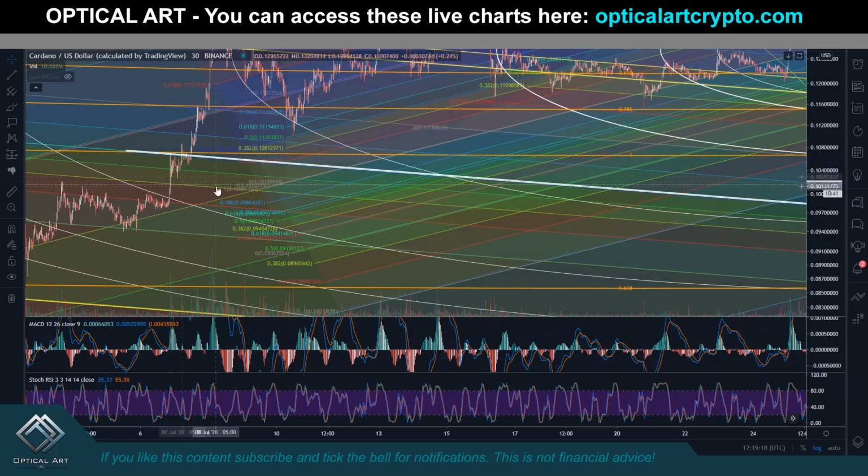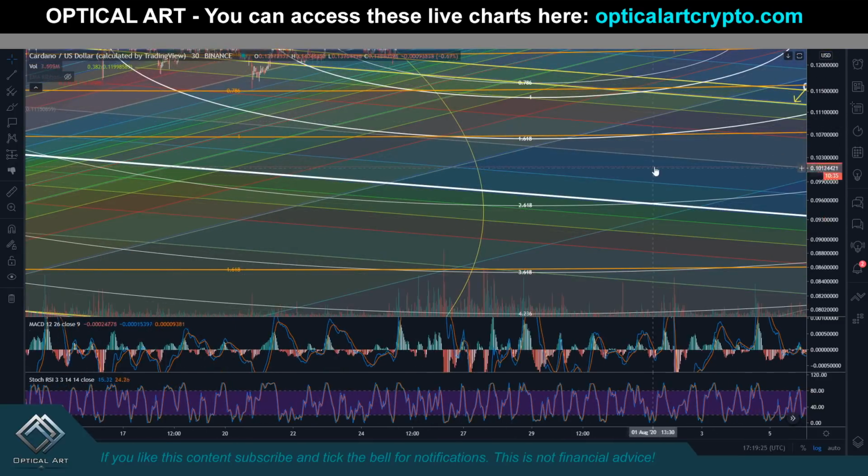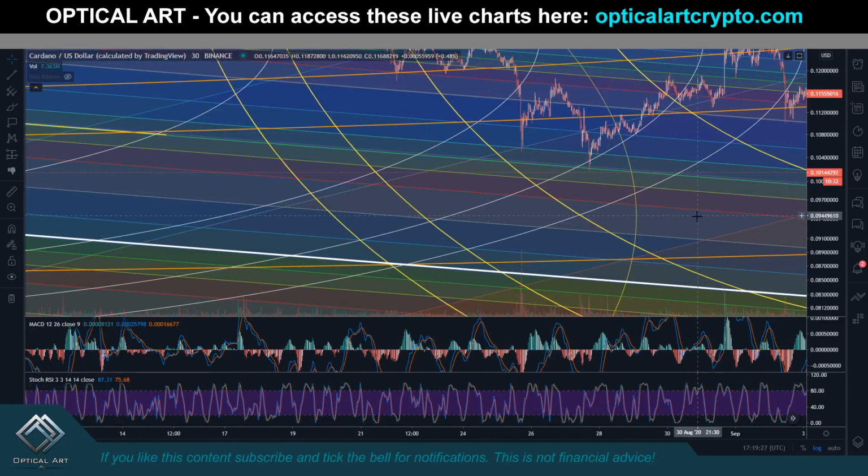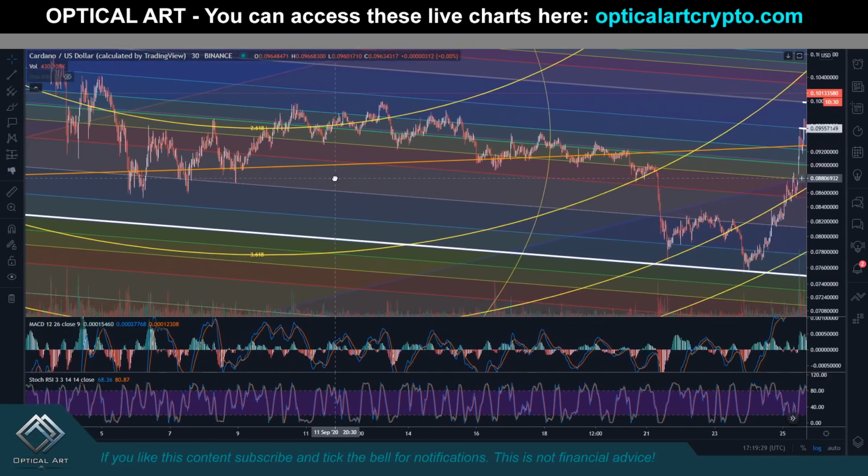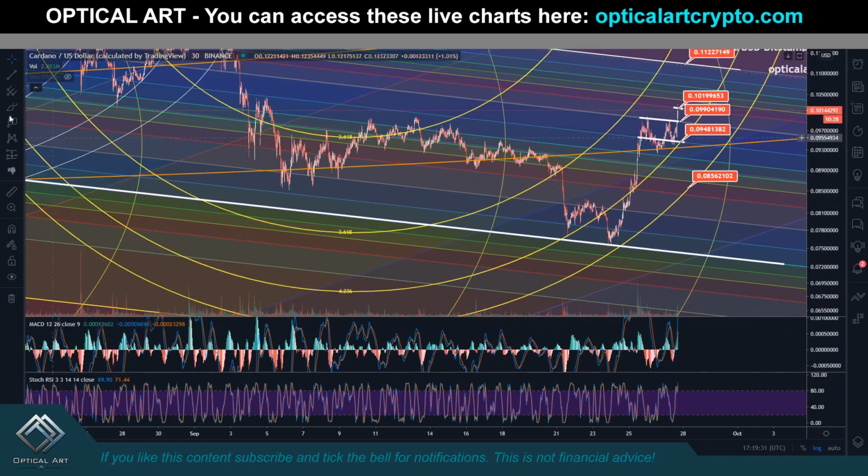You see, this is when we had a pump. We pushed up, got rejected, came up, got rejected, found support, then we pumped up once we pushed past that. So again, this would be the next very strong support level. This would also be strong support. You can see we tested this plenty of times.